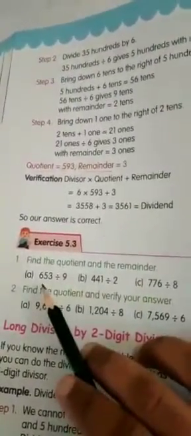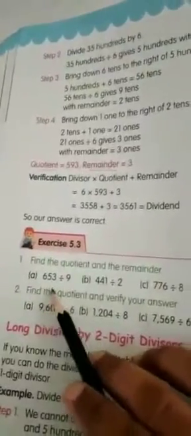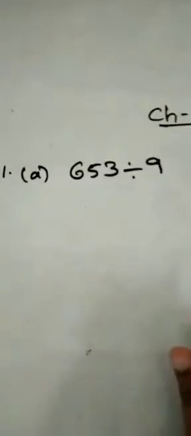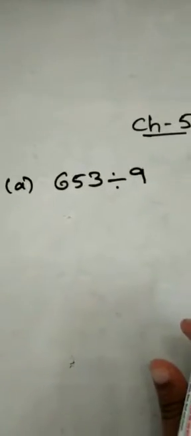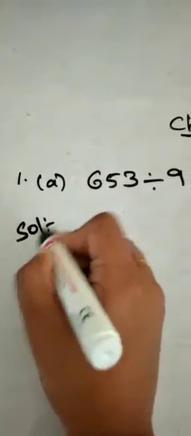First question is 653 divided by 9. This is the first question. So let us solve this. Exercise 5.3, first bit, first question, 653 divided by 9. So let us start the solution.